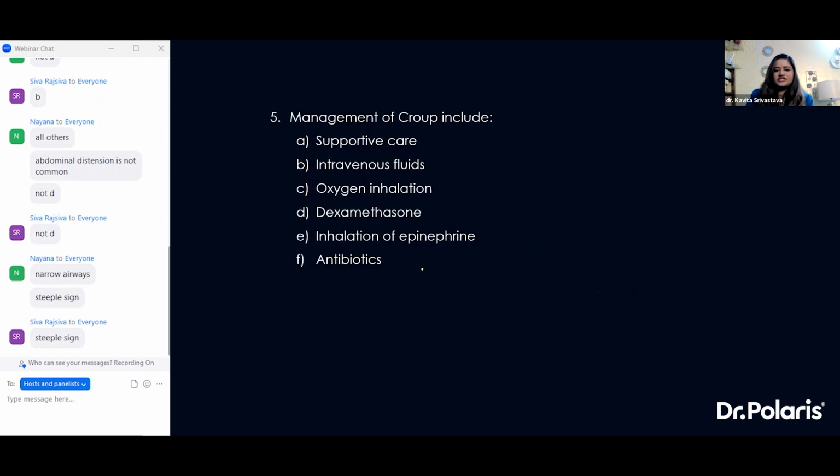Okay, next question. Management of croup includes which of the following? How do we manage a case of croup? So if suddenly a child comes with a barking cough-like experience and is having respiratory distress, what all measures would you take in such a case? Put down your answers in the chat box. If you have understood the entire topic of croup, it is very easy to answer. The management would include all of the following. What are the important steps in the management?